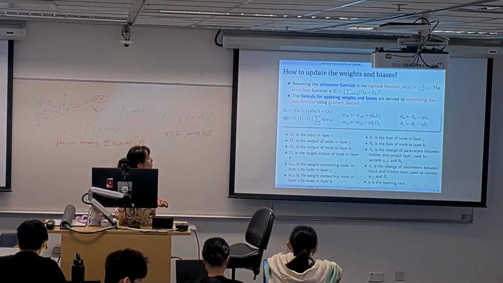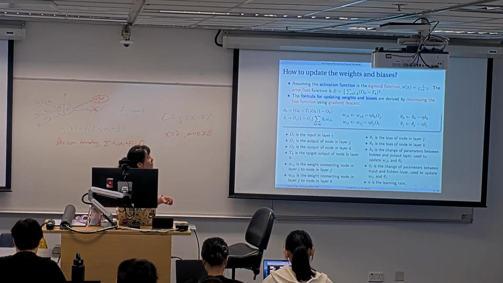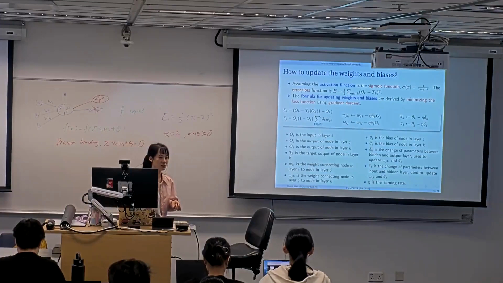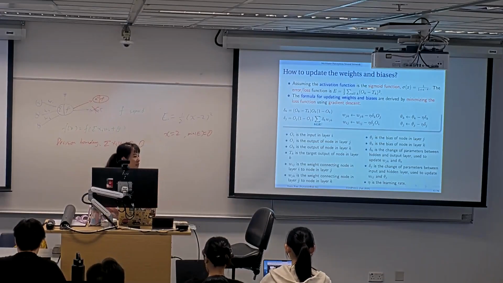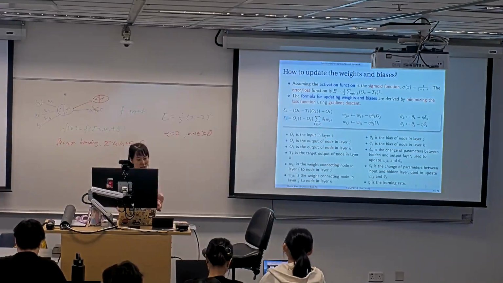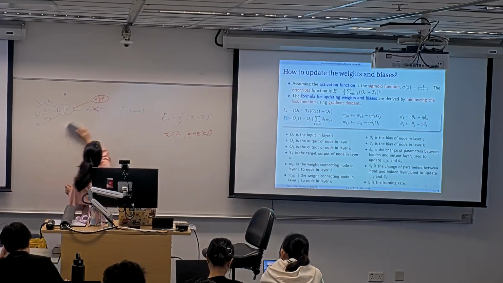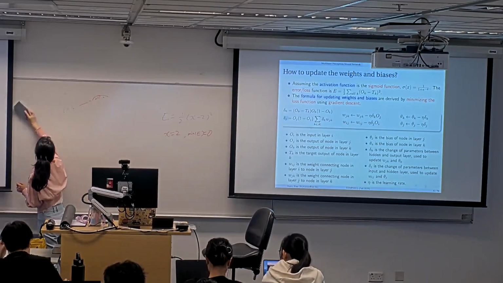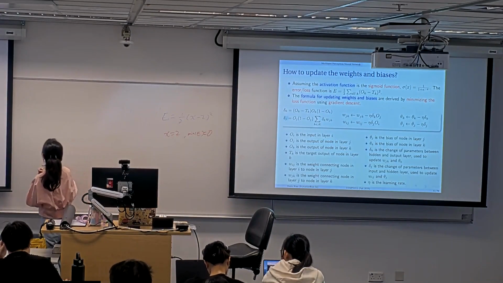Then when we get this sum, the sum of delta K times WJK, should we take all the output neurons in layer K? Actually, it depends on which neurons are connected to this J. It only cares about the weight parameters connecting with itself. Maybe we can use some simple idea to illustrate that.